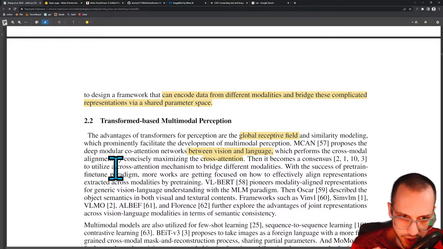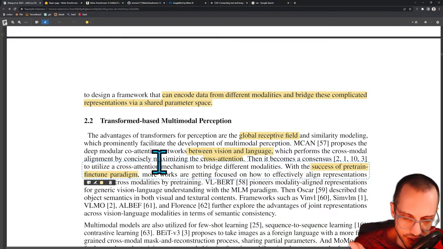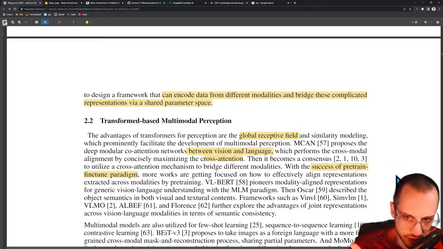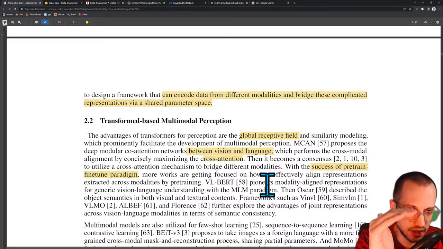With the successive pre-train fine-tune paradigm, more works are getting focused on how to effectively align representations extracted across modalities by pre-training. I feel like the pre-training fine-tuning paradigm is actually kind of disappearing, though, to be honest. Like, in-context learning is, to me, the future. In-context learning, or even LoRA, and these kinds of additional methods, even though they're called fine-tuning, they're not the same thing as traditional fine-tuning, where you would basically push gradients through the whole model, or even just the model head.